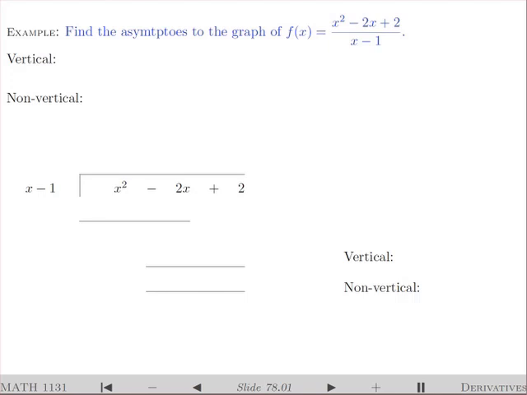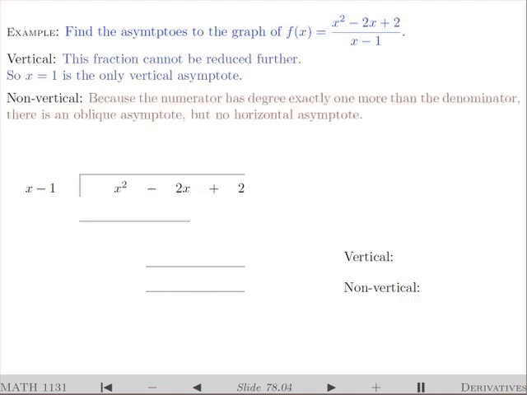The numerator doesn't factor, so this fraction cannot be reduced any further. The only vertical asymptote is x equals 1, where the denominator is 0. Because the numerator has larger degree than the denominator, there is no horizontal asymptote, but there is a slant asymptote. Our method for finding that is to do long division. We just need the quotient, but we'll go ahead and do the complete long division.